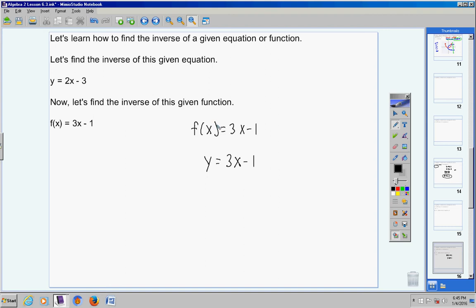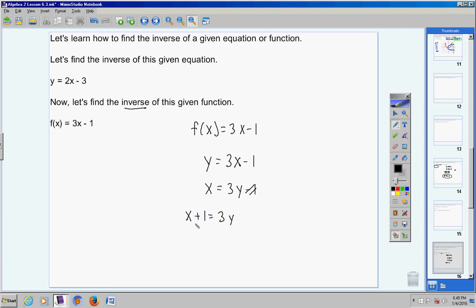So for f of x, I'm going to go ahead and put a y. That helps a little bit, okay? And now we're all set. You know what to do, don't you? Let's find the inverse. Everywhere there's a y, we're going to put a what? X. Everywhere there's an x, we're going to put a what? A y. Is that easy? Now, let's get y by itself. Bring the negative 1 over and make it a positive 1.